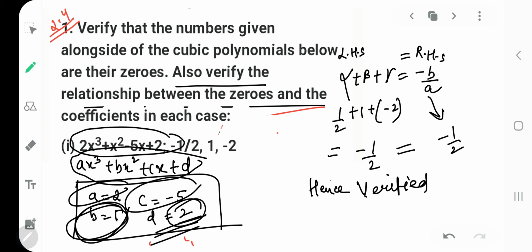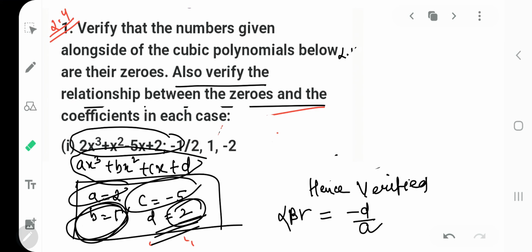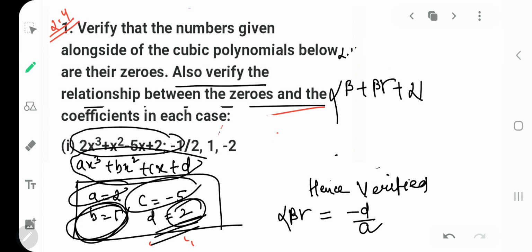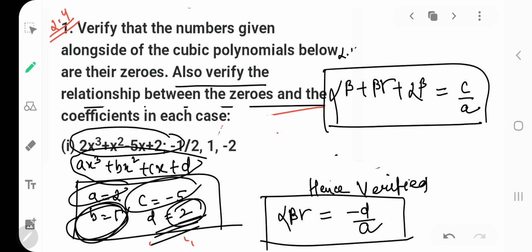But you have verified just one equation. You have two more. Which two more? One, the product is equal to minus d upon a. And one, alpha into beta, beta into gamma, and alpha into gamma is equal to c upon a. So once you verify this also, if you're getting left hand side equal to right hand side, you will write, hence the relationship between zeros and coefficients are satisfied.